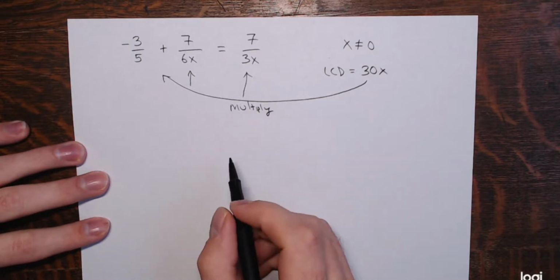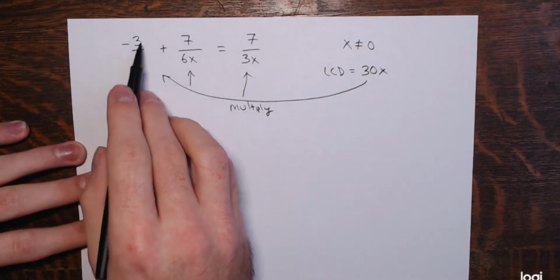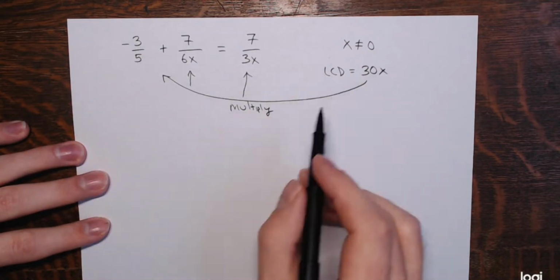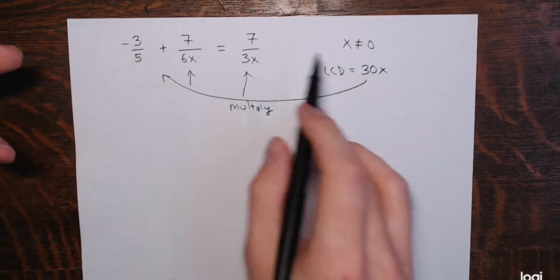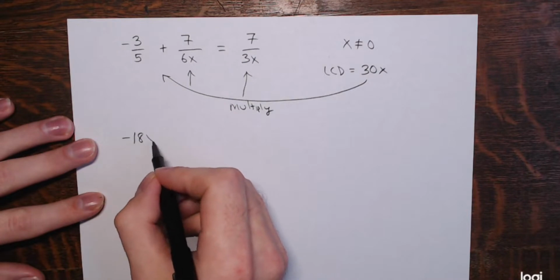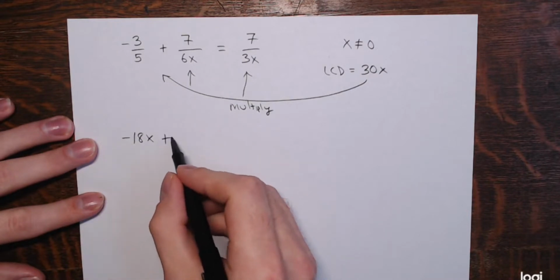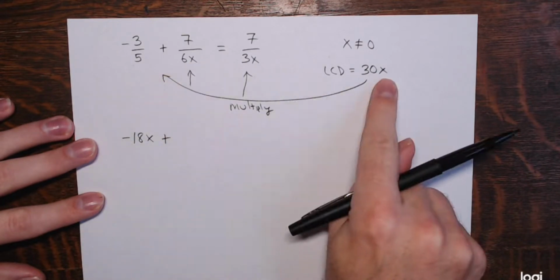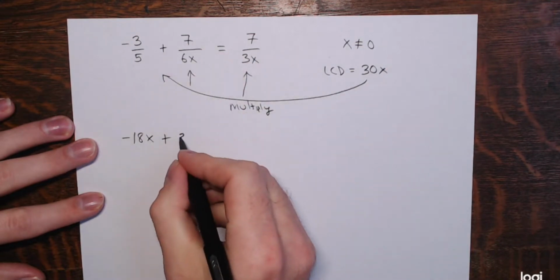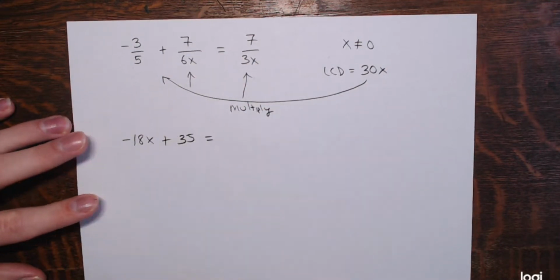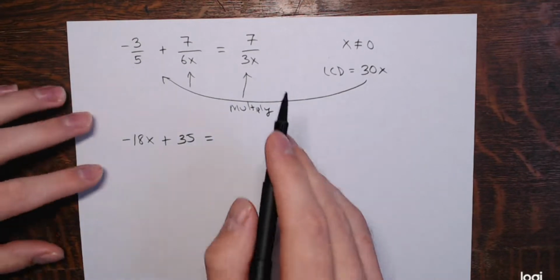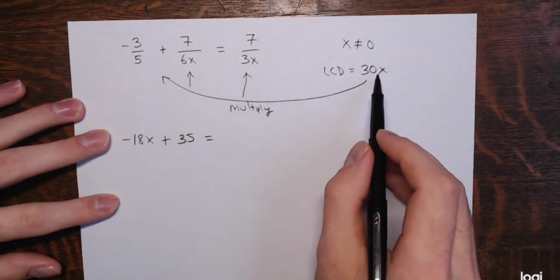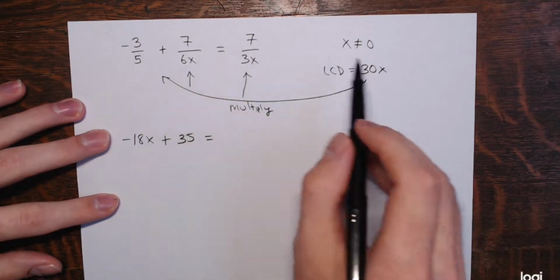So this ends up being, the first, negative 3/5 times 30x. Well, 5 goes into 30 6 times, so it's negative 3 times 6x. That'd be negative 18x. Plus 6x goes into 30x 5 times. 7 times 5 is 35. So the left side is negative 18x plus 35 after I'm done multiplying by the LCD. Then 3x goes into 30x 10 times. 7 times 10 is 70.